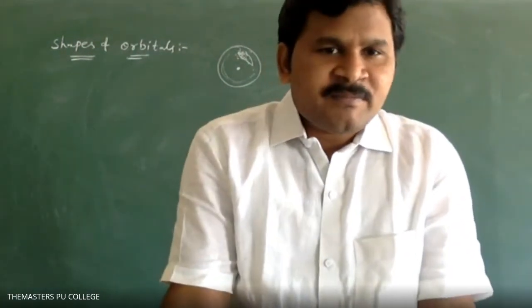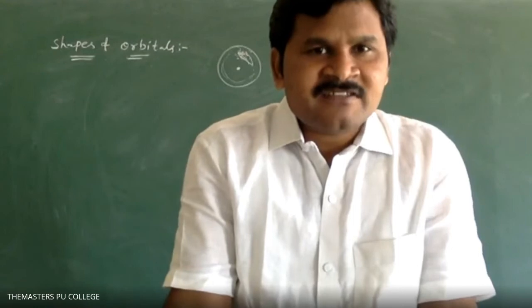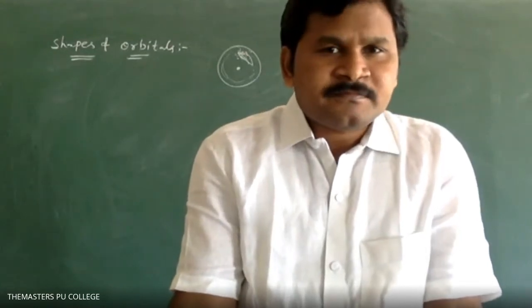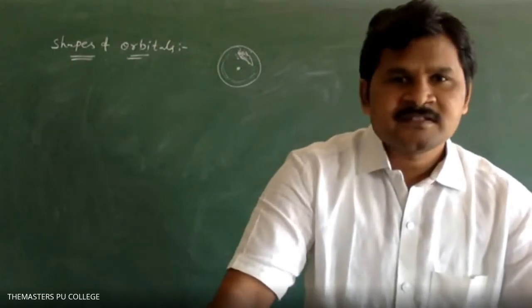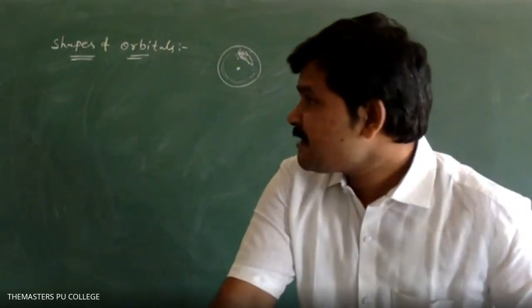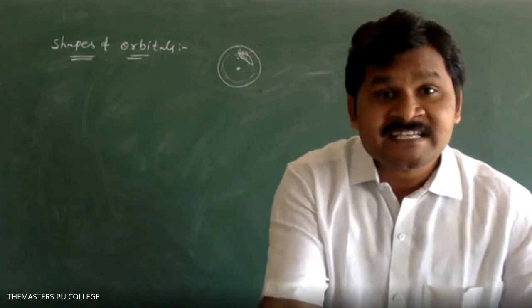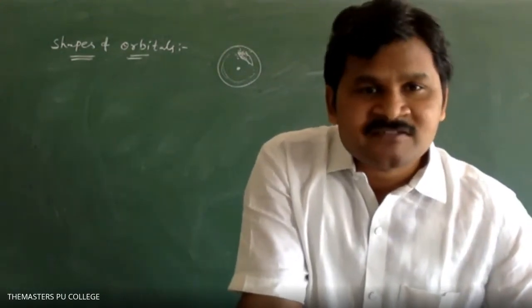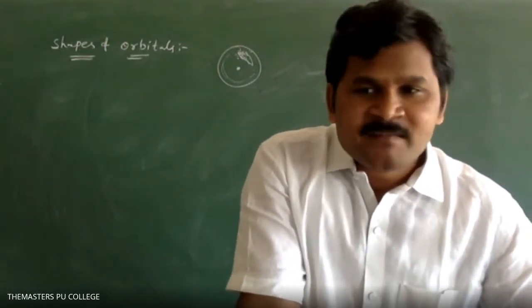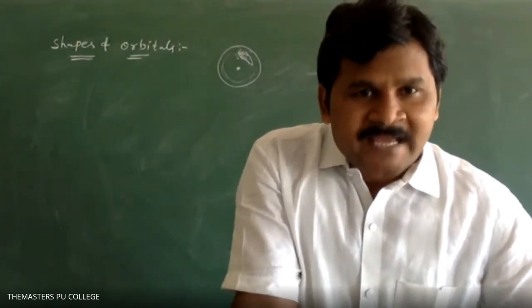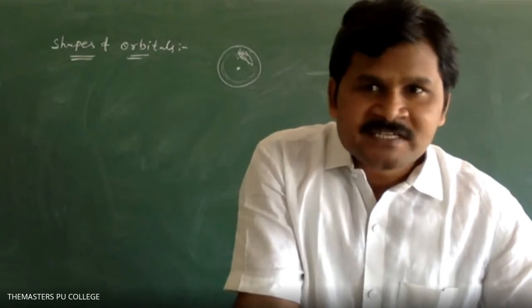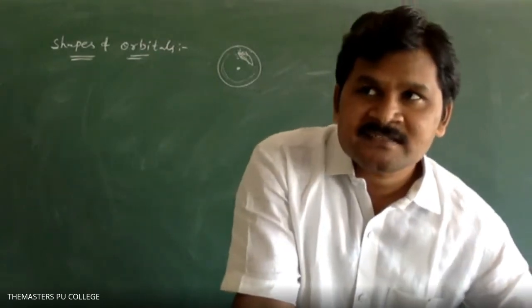Important definitions. Students, can you say what is the nodal plane? The plane where the probability of finding an electron is 0. The probability of finding an electron is psi square. The plane where the probability of finding an electron is 0 is called nodal plane. Clear, students? Please write down the definitions.